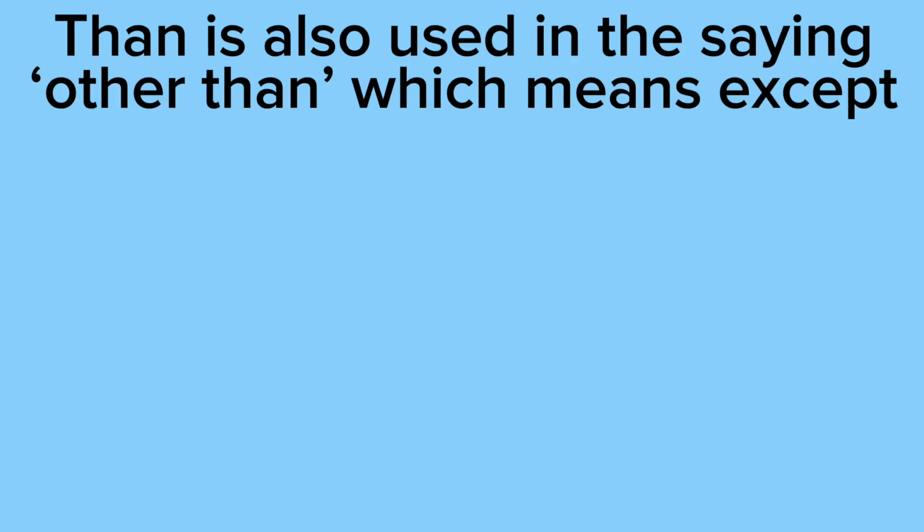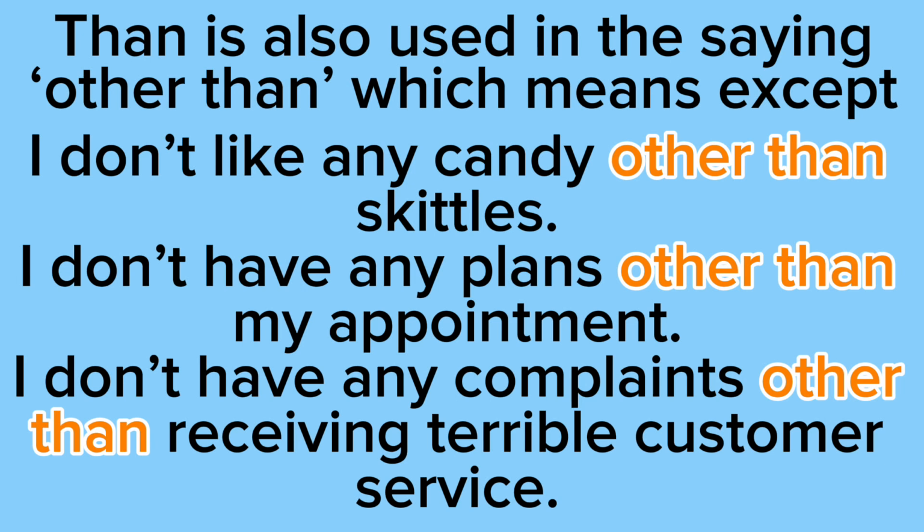Than is also used in the saying other than, which means except. So our first example says, I don't like any candy other than Skittles. Or you could say, I don't like any candy except Skittles. Our second example says, I don't have any plans other than my appointment. Or you could say, I don't have any plans except for my appointment.